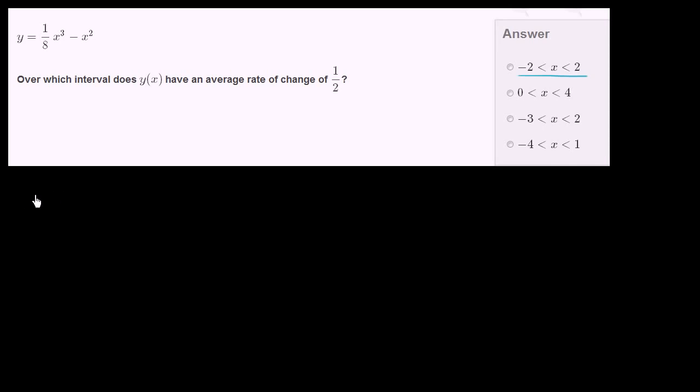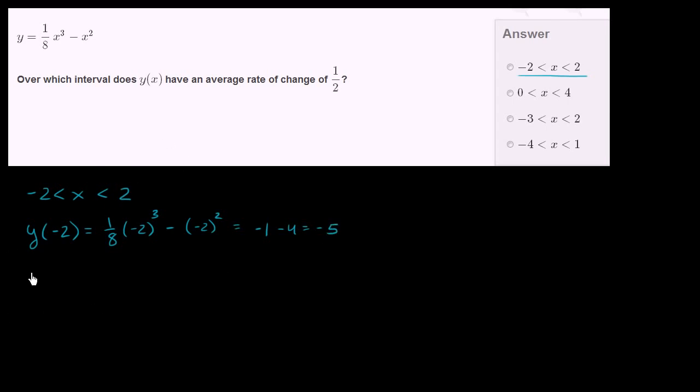X is between -2 and 2. So -2 is less than x, which is less than 2. So let's just think about what is the value of our function when x is equal to -2. So y of -2 is equal to 1/8 times -2 to the third power minus -2 squared, which is equal to, let's see, this is 1/8, -2 to the third power is -8. -8 divided by 8 is -1. -2 squared is +4, but then you're going to have to subtract that, so it's -4. So this is equal to -5.